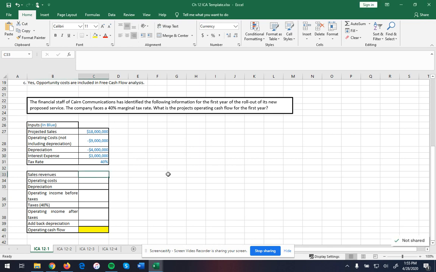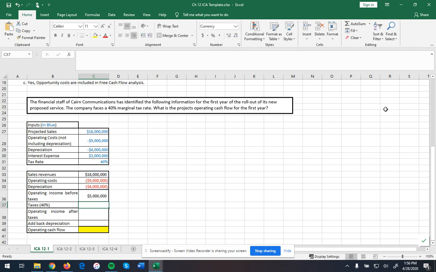All right, so sales revenues, we know, are given to us up here at 18 million. We know our operating costs are 9. Now, I like to include my numbers as negatives so they show red, so I can see visually that it is a negative number, that is a cash outflow that we have. We also have to include depreciation in our free cash flow analysis because depreciation directly affects our tax liability, right? And we'll see that here in just a second, okay? So now we have that. We can add those up.